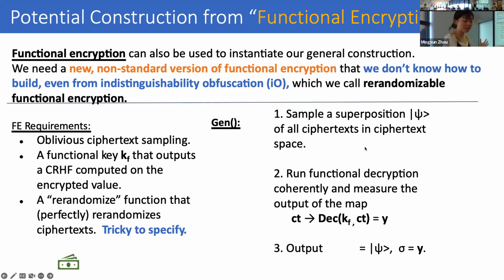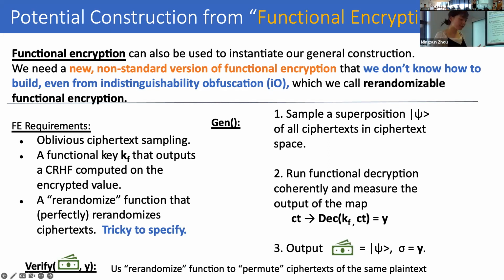And what's your subset? Your subset is basically all the encryptions of the same plaintext, right? Because all the different encryptions of the same plaintext would functionally decrypt to the same thing, because they are the same plaintext. That's why they would compute to the same thing under the hash function.